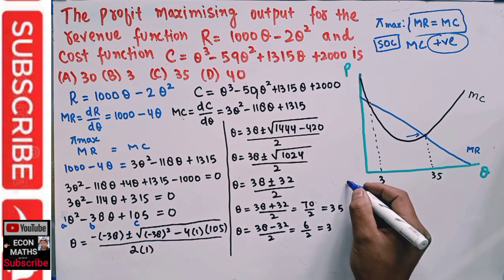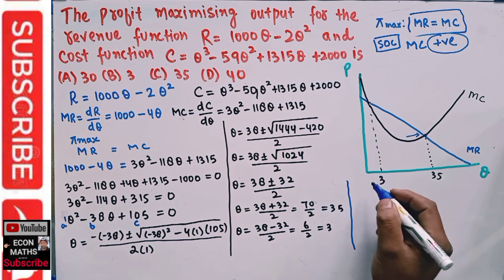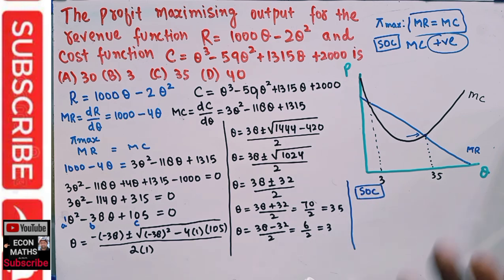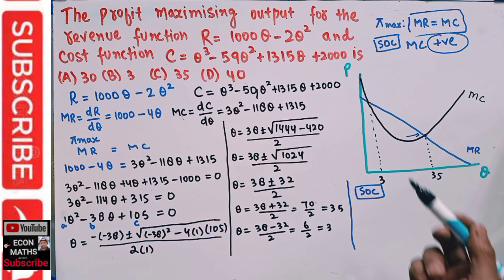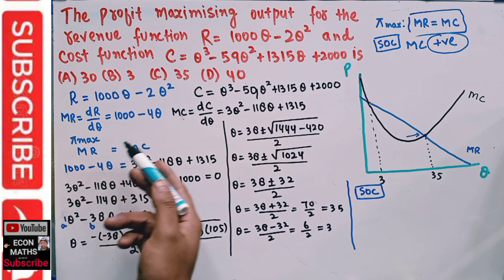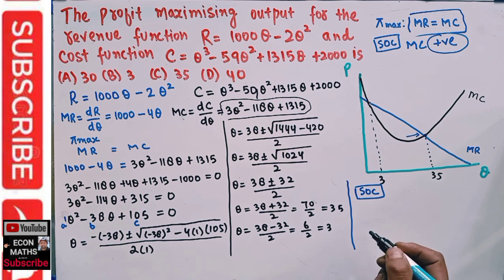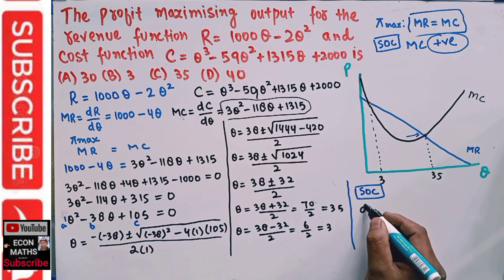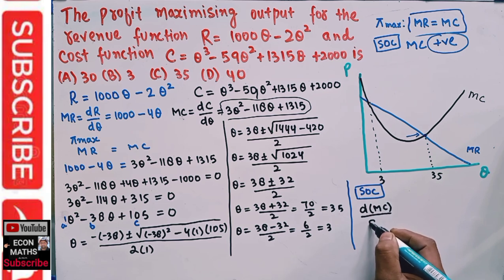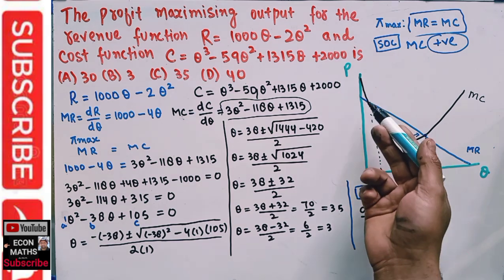To check the second order condition, we need to check the slope of the marginal cost function at the intersection points, that is at q is equal to 3 and q is equal to 35. Now, this is our marginal cost function. The slope of the marginal cost function is simply the derivative of the marginal cost function with respect to output, and we evaluate it at the critical points, which are 3 and 35.